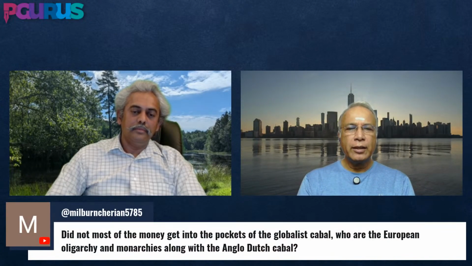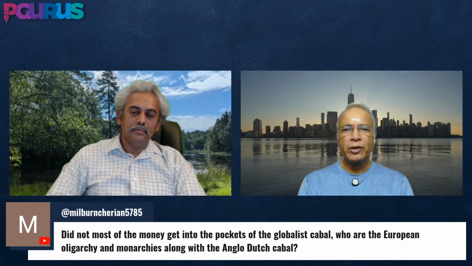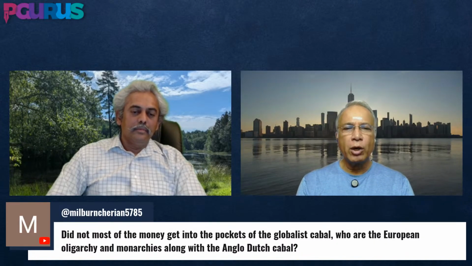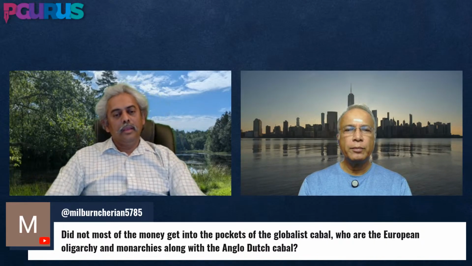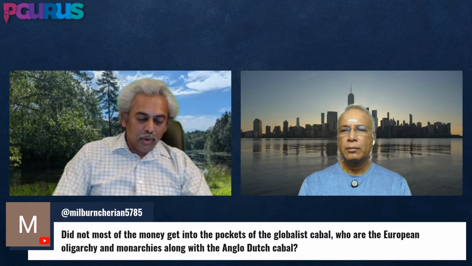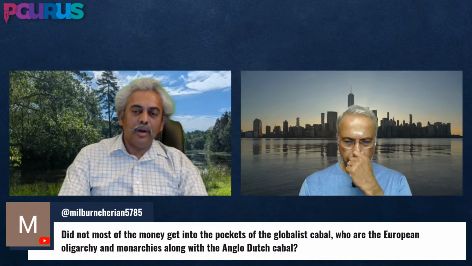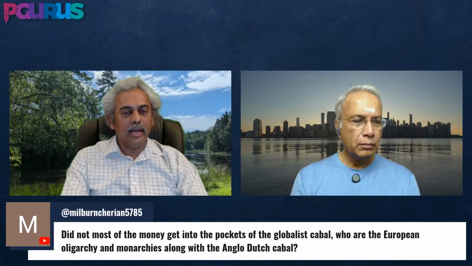Wilburn again, did not most of the money get into the pockets of the globalist cabal, who are the European oligarchy and monarchies, along with the Anglo-Dutch cabal? Yes. So most of these wars and any of these things, it's always the rich, and some governments get rich, and obviously some oligarchs are going to get rich.